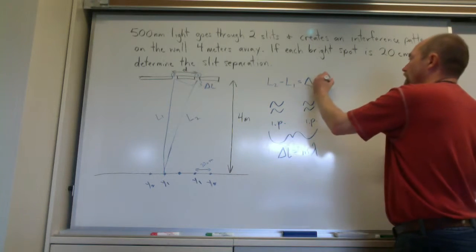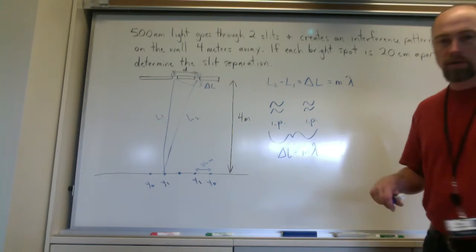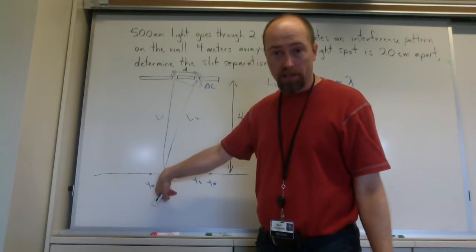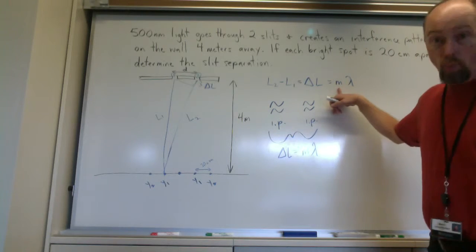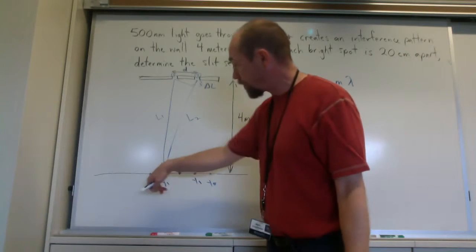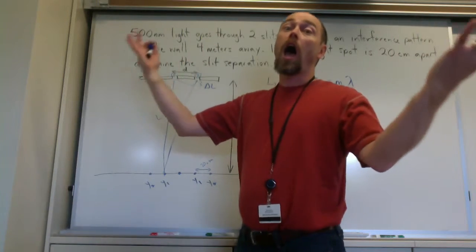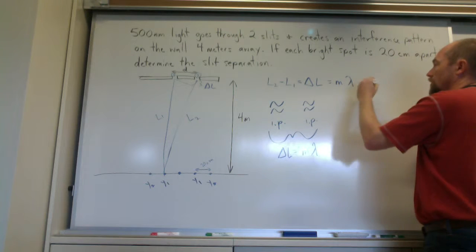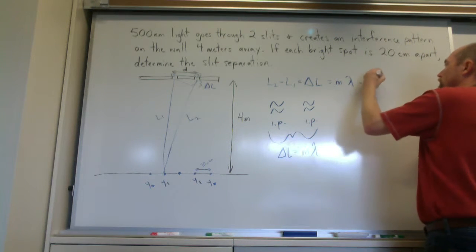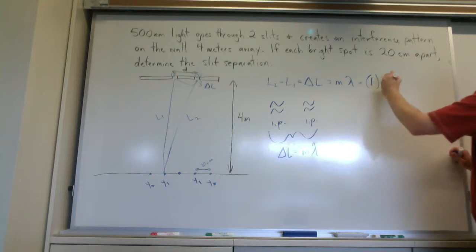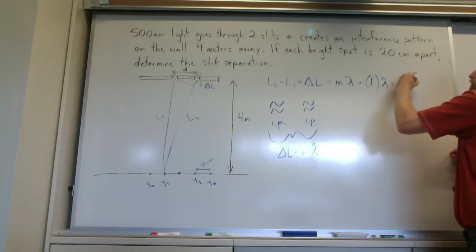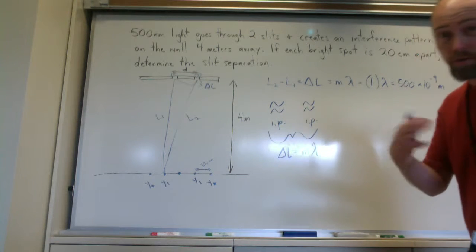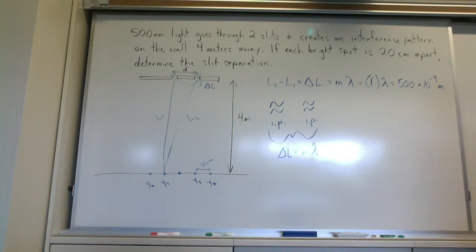That means that this has to be m times my wavelength. Because I'm going to my first bright spot, my m would here be 1. If I was going to my second bright spot, my m would be 2, and so on. So my delta L in this case is going to be 1 times the wavelength, which is going to be 500 times 10 to the minus 9th meters. So let's change everything to meters just so we are consistent.